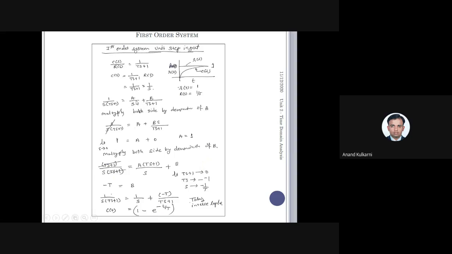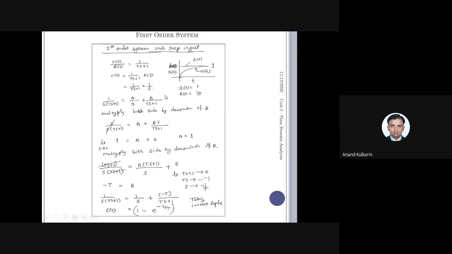I am evaluating A first. To evaluate A, what you have to do is multiply both sides of the equation by the denominator of A. If you multiply both sides by the denominator of A, on the left hand side s upon s cancels, and 1 upon Ts plus 1 remains. A upon s multiplied by s, A will remain.